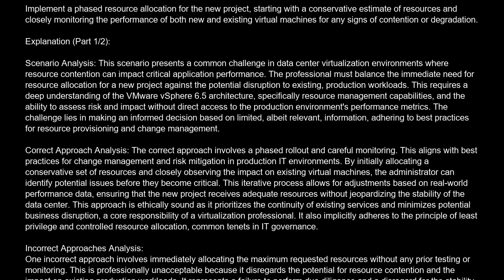Incorrect approaches analysis. One incorrect approach involves immediately allocating the maximum requested resources without any prior testing or monitoring. This is professionally unacceptable because it disregards the potential for resource contention and the impact on existing production workloads. It represents a failure to perform due diligence and a disregard for the stability of the data center, potentially leading to performance degradation or outages for critical applications.